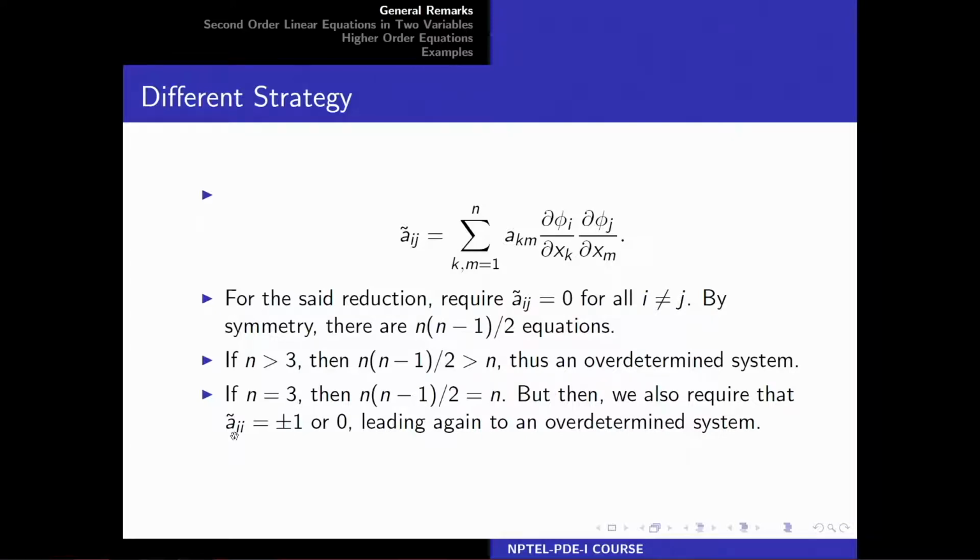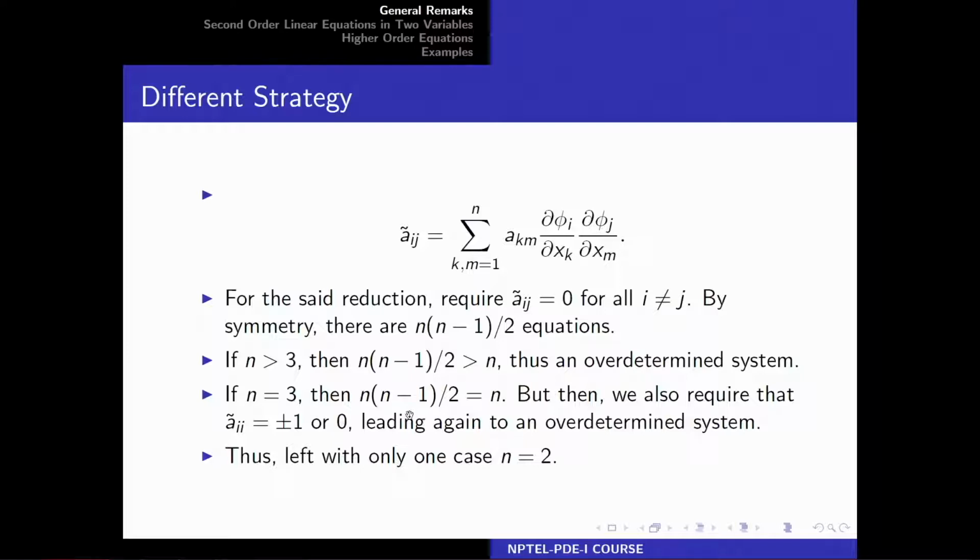But then these equations are added to that. So, again we are getting an over determined system. So, even for n equal to 3, there is no hope of obtaining such a transformation, and thus we are left with only one case, namely n equal to 2.